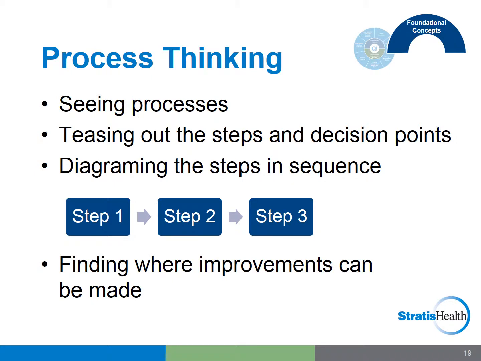Process thinking is essential to quality improvement because processes are typically the focus of improvement efforts. Additionally, the focus of quality improvement is on the process and not on the individual behavior, because an underlying principle of quality improvement is that processes and systems are what guide individual behavior. If we want to change behavior, we must look to changing processes and systems.